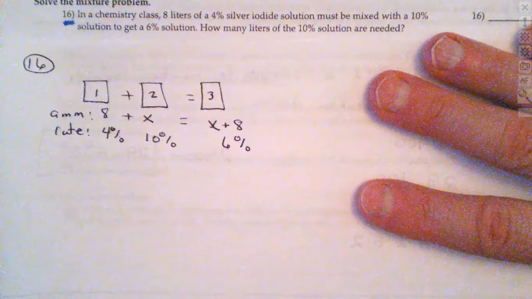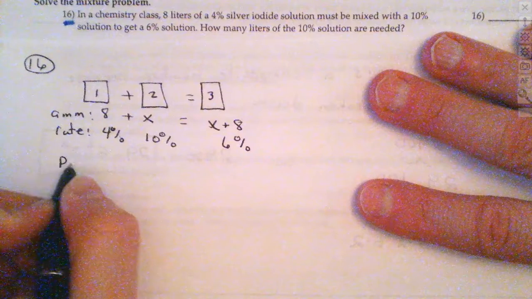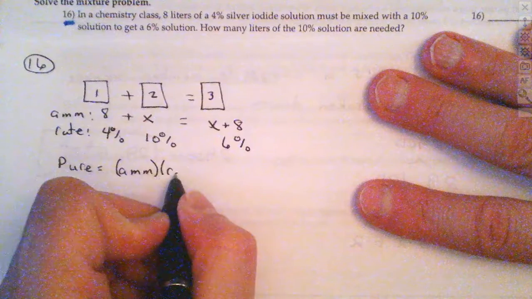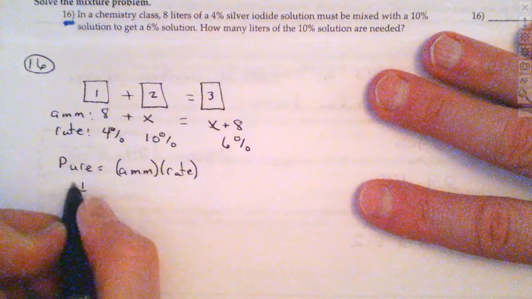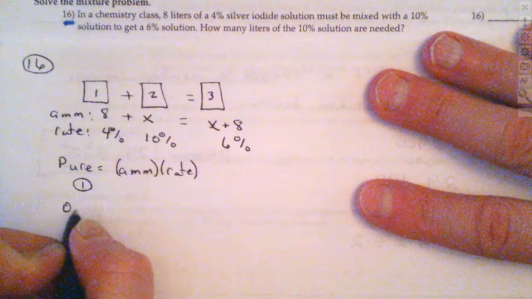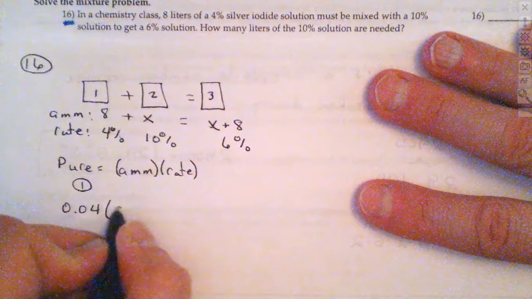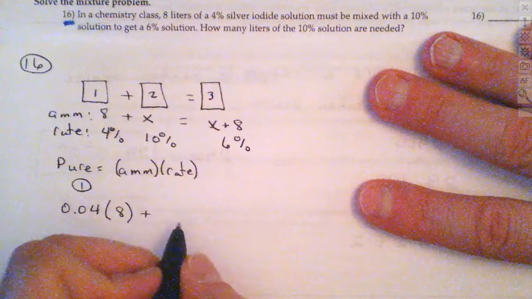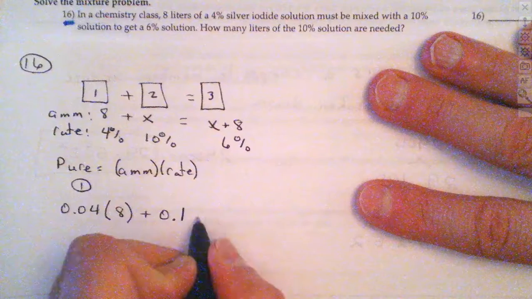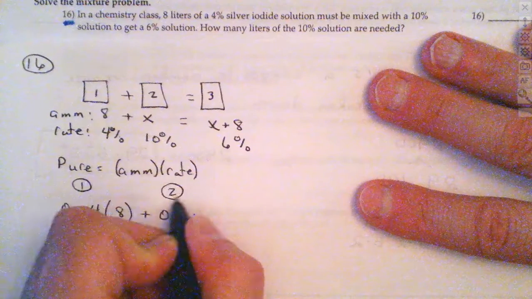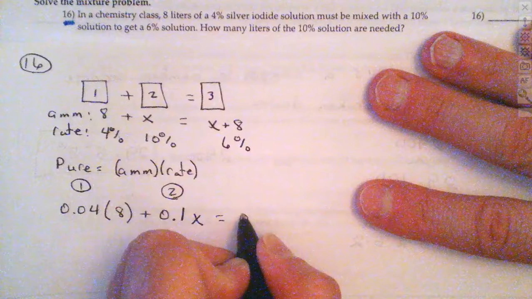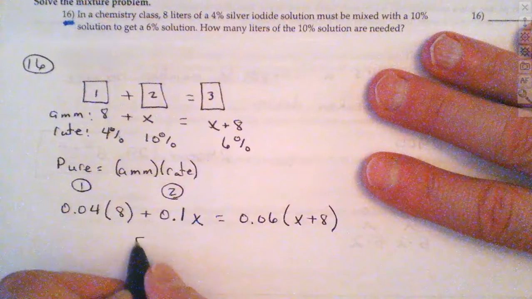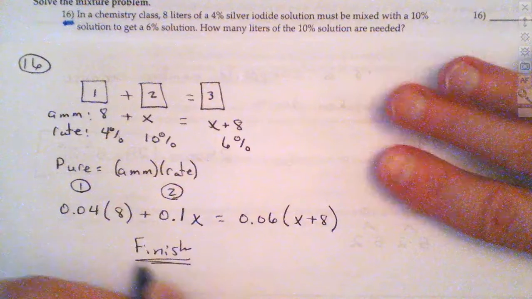So there it is. Now we just build our equation. So we want our pure. And pure is the amount times the rate. And on our first one, we've got 0.04. That's your 4%. 8 liters are in there. Then we've got our 10%. That's 0.1. Unknown amount, X. And then for our third container, we've got 0.06 times X plus 8. And you should be able to finish that one from there.